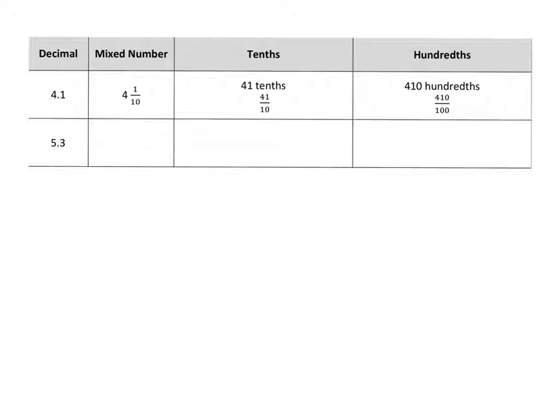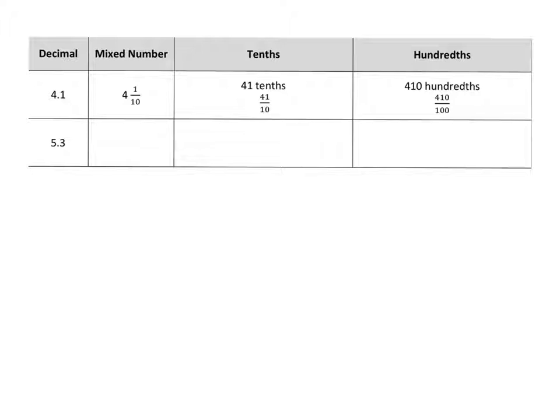All right, let's look at this chart. We started off right here with 4 1/10. The decimal 4.1 looks like this as a mixed number, 4 1/10. The 1 is in the tenths place, and we have 4 wholes. But now, if we said tenths, it would be 41 tenths. Well, we get 41 over 10. And then it's asking, how many hundredths? 410 over 100. Because every time we moved it over, we multiplied by 10. We multiply 41 by 10, which gives us 410. We multiply the bottom by 10, we get 100.